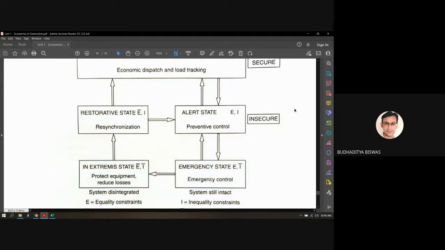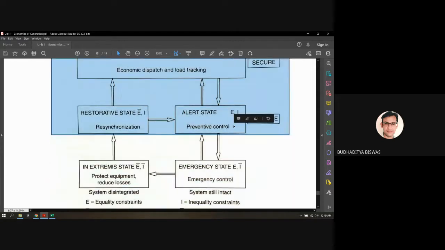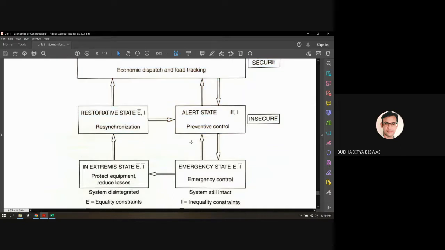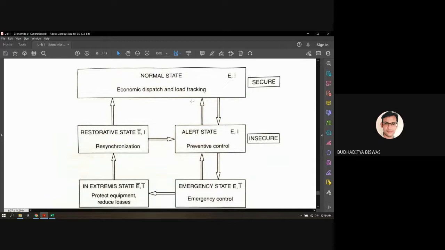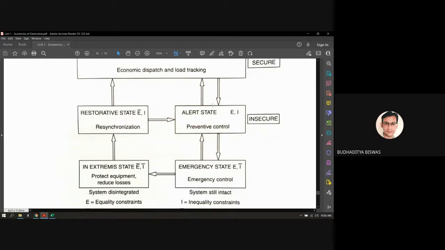Alert state is not the unhealthy state. This is also a secure state, but it is going to become insecure. So that's why it is called an insecure state, and some preventive control should be there. And after taking some preventive control, if it becomes normal again, then we can move again to the secure state from the alert state. That's why the both-side arrow is also there.